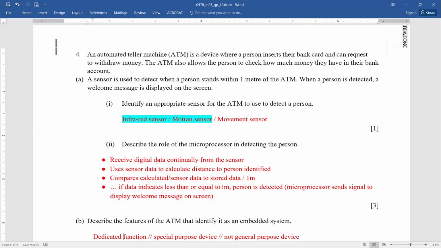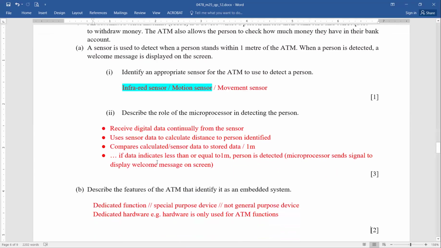As soon as a person comes closer, within 1 meter, a message is going to be displayed on the screen to welcome the person. So a welcome message will appear on the screen in case the person is within the 1 meter location. See, this is how you will score 3 out of 3.